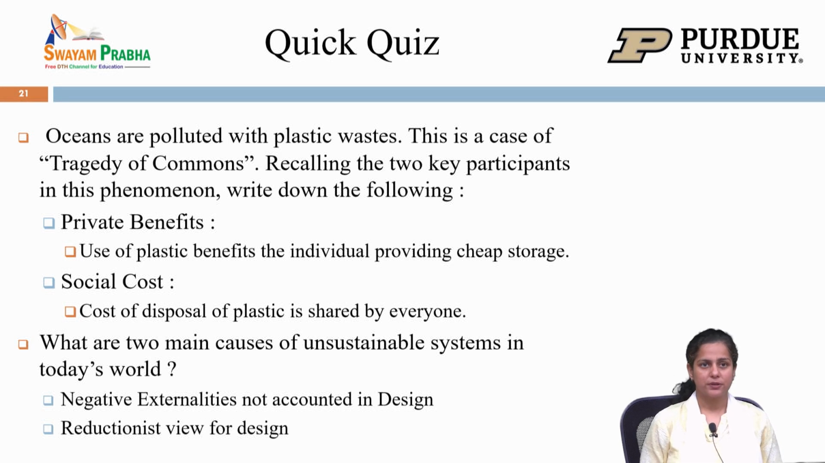So, the two main causes that we discussed in this module: first, the negative externalities are not accounted for in design. We talked about how most of the economic paradigms or the market used in design are not accounting for the cost in the design process. So, that is the negative externality. And also there is a reductionist view for design. Most of the time we are only considering part of the system when we are designing. We do not consider the interactions of that with other parts of the whole system, and hence the systems become unsustainable as other parts change. Hence, when we think about sustainable systems design, we will look at the holistic systems view, which we start from the next module.